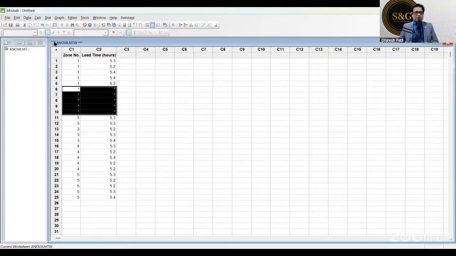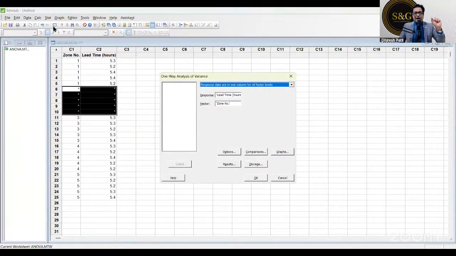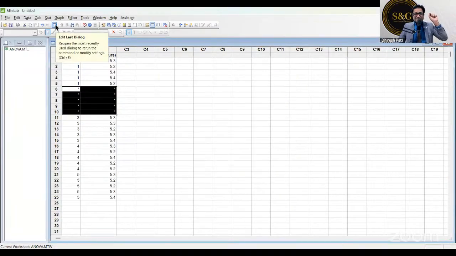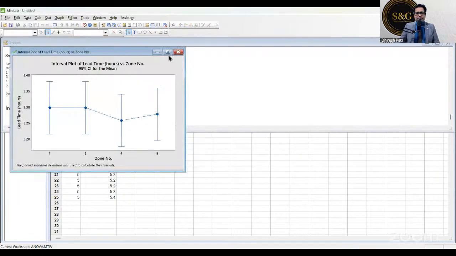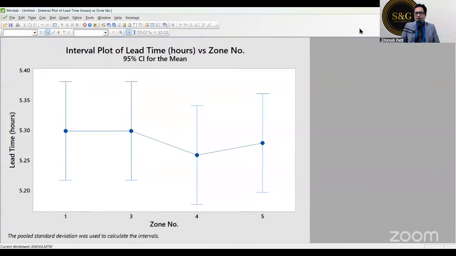Okay, let's do the same stuff again. How do we do that? Let's go to the shortcut, which is nothing but Control E. We will go for the edit last dialog box and just click on OK. That's it. Don't do anything else. Wow, look at this. You can see the change. The second number data has been removed. We have only 1, 3, 4, and 5.